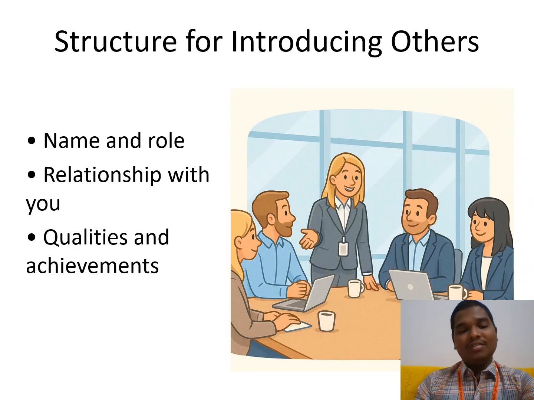Next, the structure for introducing others. Just like self-introduction, introducing others also follows some points like the name and role of the person, your relationship with the person, their qualities and achievements. When the structure is followed, the introduction becomes more organized and meaningful.